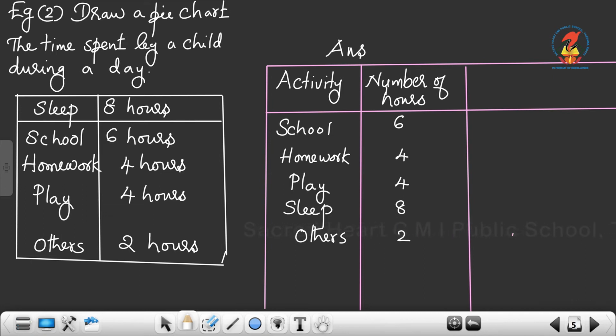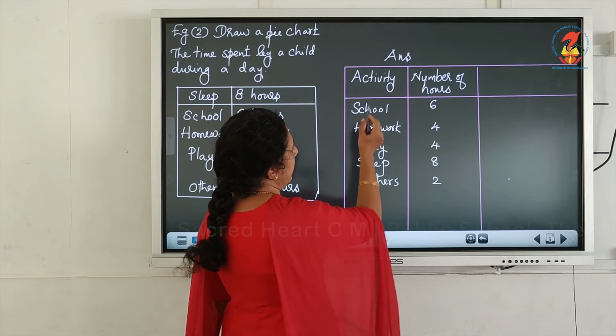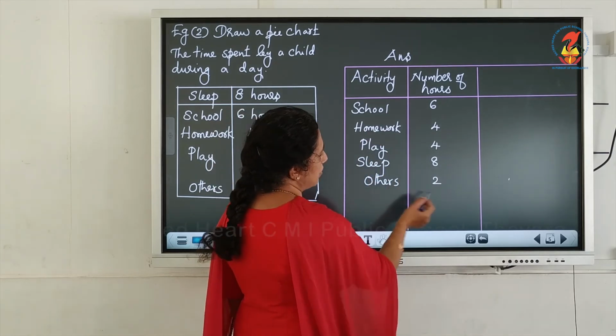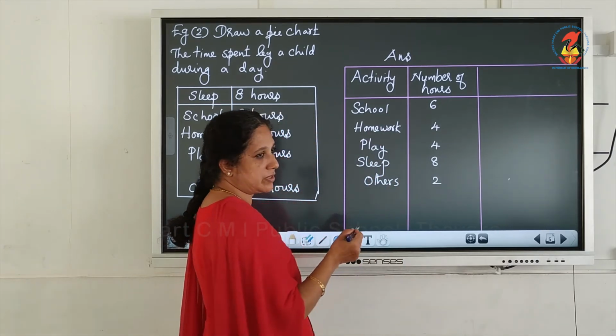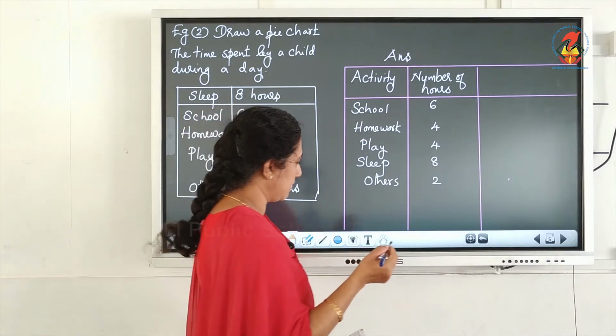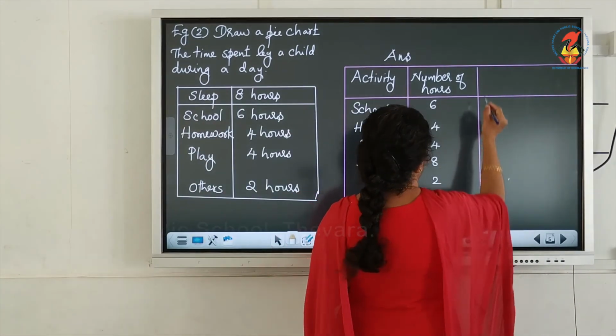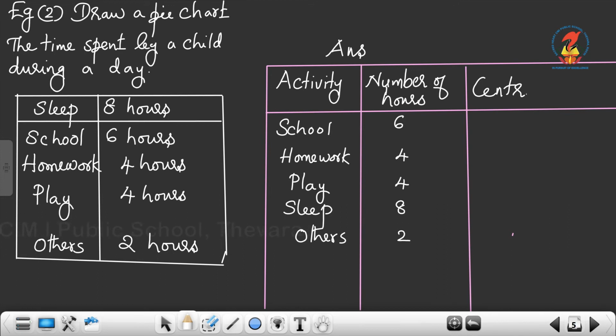Then we have to redraw the table. Activity, then number of hours, and one more column. What is the name of the column? Central angle. First step, you have to find out the total. 6 plus 4 is 10, 10 plus 4 is 14, plus 8 is 22, plus 2 is 24.